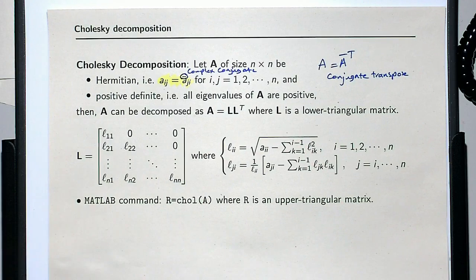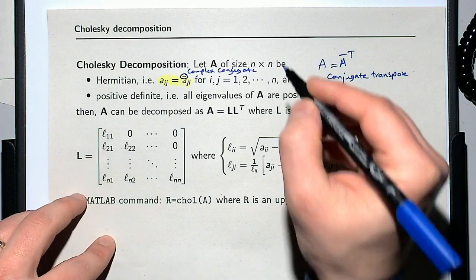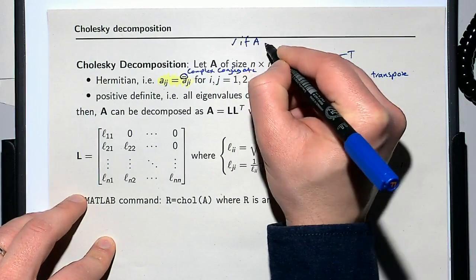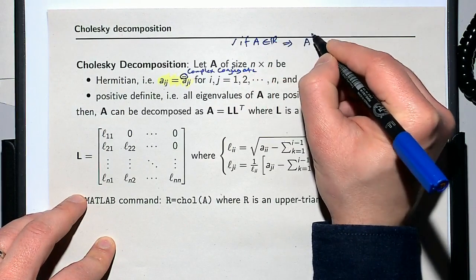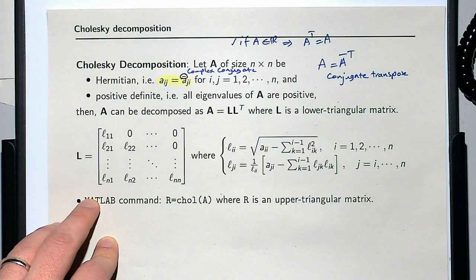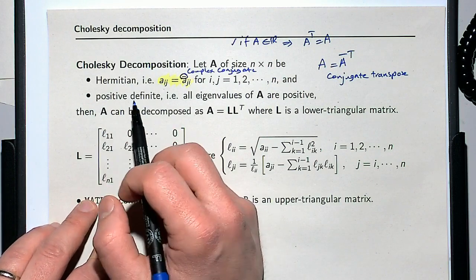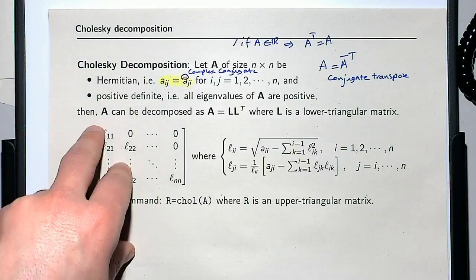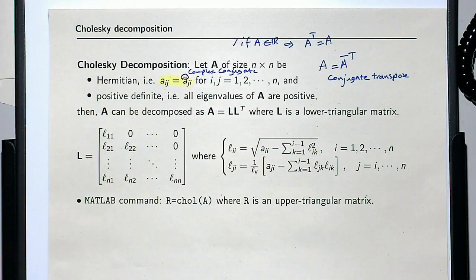Which means that if you have A as a real matrix with no complex numbers, this is going to reduce to what? A equals A transpose. Right? Because complex conjugates have no meaning for real numbers. So therefore, if A is real, then A transpose should be A, so that A is Hermitian. Okay. So this is the first condition that A should have. A second condition is that A has to be positive definite, which means that all of the eigenvalues of A have to be positive.